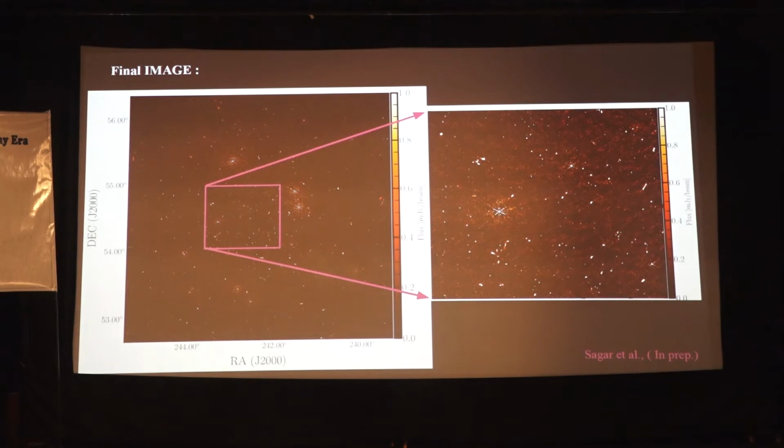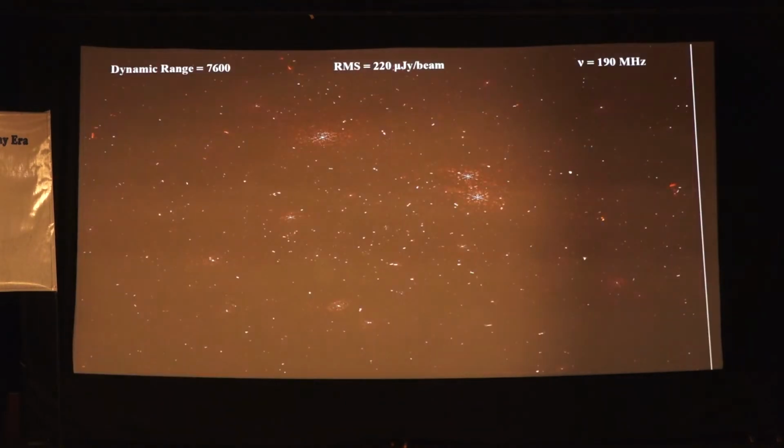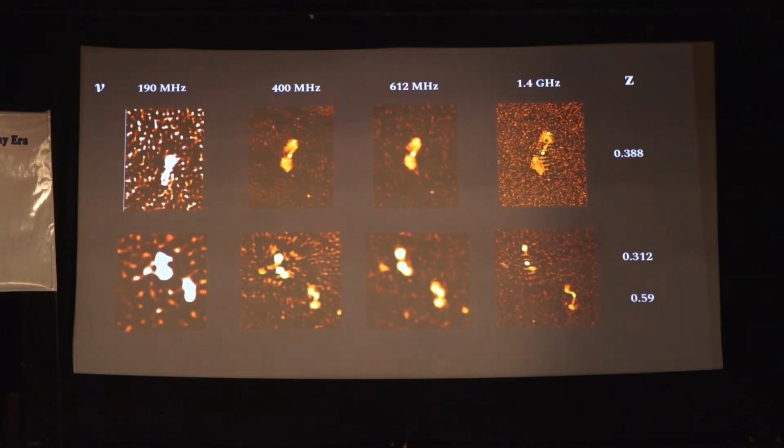Here you can see on the left side the complete image, and on the right side the central part of this image. This is the main image, where we have obtained an RMS value of 220 microjansky per beam at a central frequency of 190 megahertz, with a dynamic range of 7600 and a confusion limit of 29 microjansky per beam. This is the montage we have created from this image, so that you can see how some specific sources look in my image at 190 megahertz.